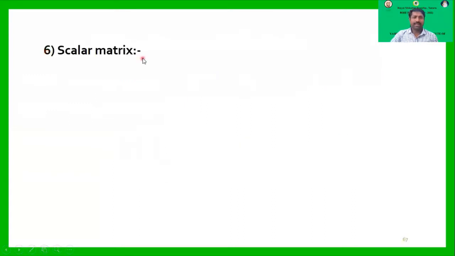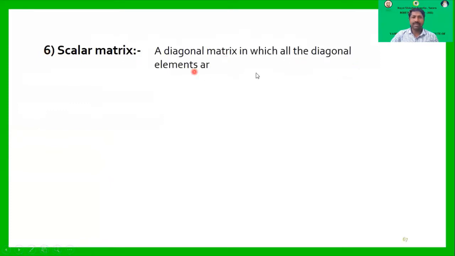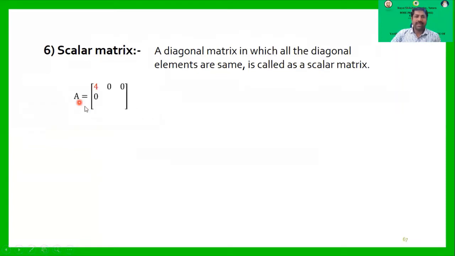Next, scalar matrix. A diagonal matrix in which all the diagonal elements are same is called a scalar matrix. A scalar matrix must first be a diagonal matrix, and in it all the diagonal elements will be the same. So this is a scalar matrix. It is a diagonal matrix in which all the diagonal elements are same, that is 4. So this is a scalar matrix. Again, this is a diagonal matrix. X is a diagonal matrix of order 2 by 2 and all its diagonal elements are same.